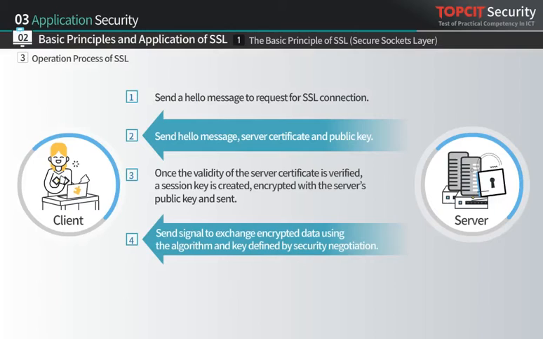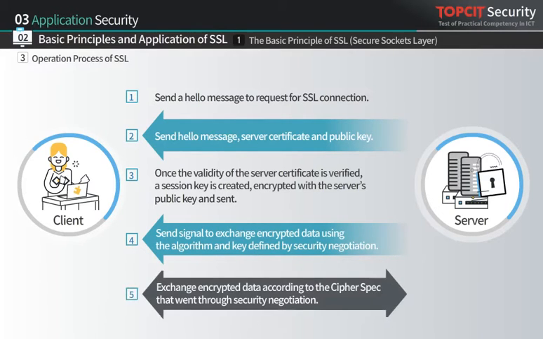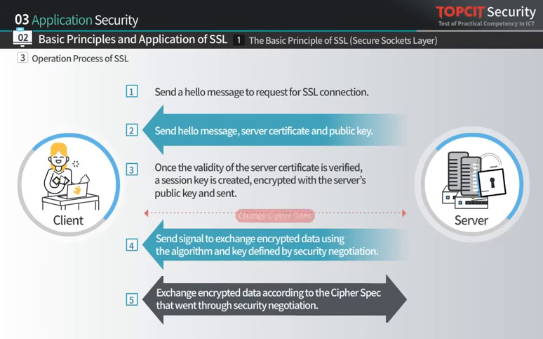Here, a signal is sent to exchange encrypted data using algorithms and keys defined through such security negotiations, which is called the Change Cipher Spec Protocol. Once the Change Cipher Spec Protocol is exchanged, the client and server exchange encrypted data according to the cipher spec that has gone through security negotiations.